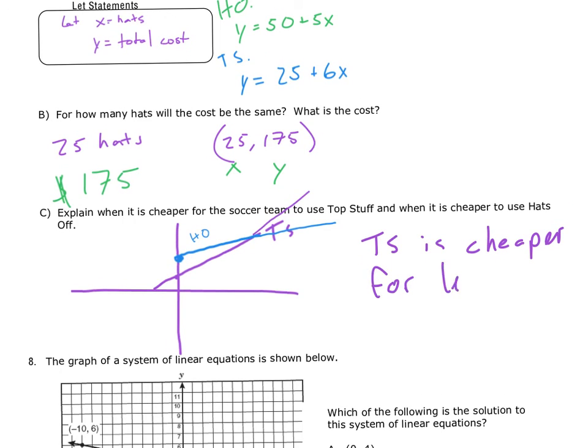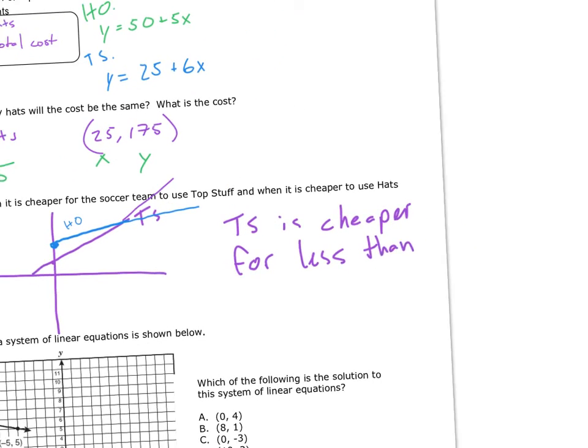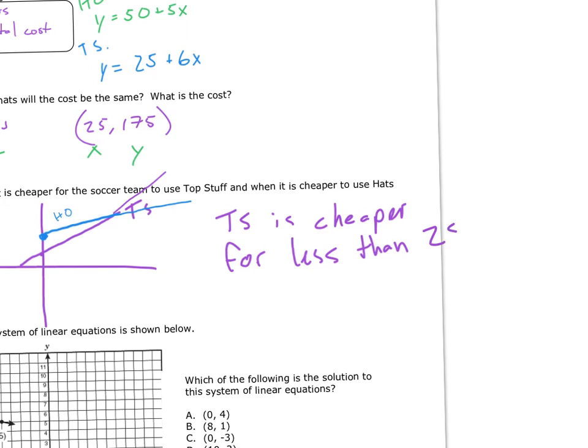for less than 25 hats, which means Hats Off is cheaper for greater than 25 hats.